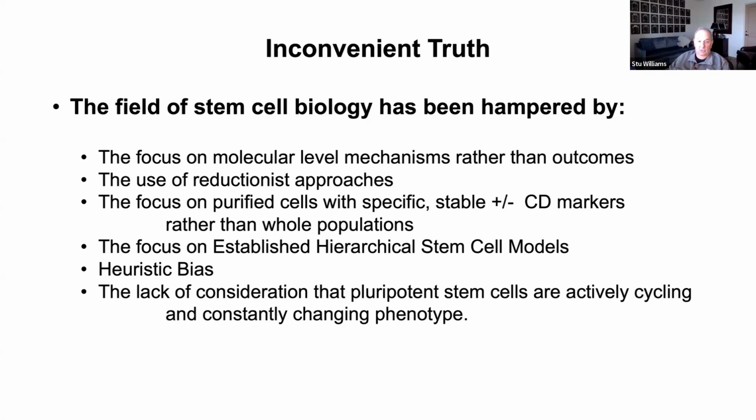One of the major things is, if you focus on one cell population that has stable CD markers, you will lose sight of the fact that most pluripotent stem cells, and most pluripotent cells in any tissue, including fat, are actively cycling and actively changing their phenotype. So if you lock in on a set of CD markers, you're not going to take advantage of the entire population of cells.